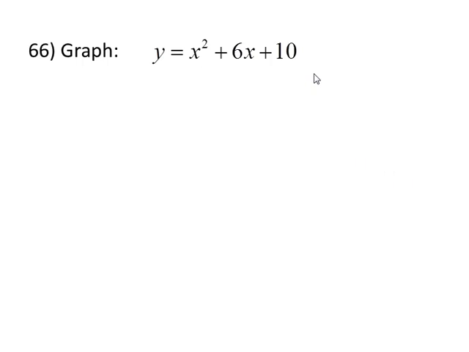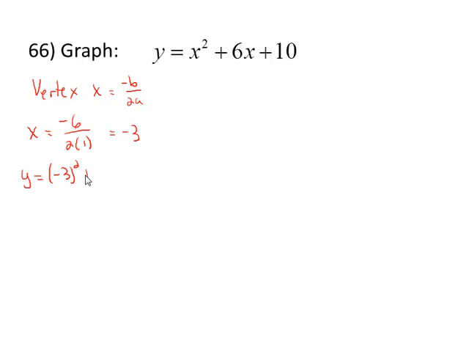In this problem, we look to graph this equation because it involves x squared as its largest term. We know the graph will be a parabola. To find the parabola, we'll begin by looking for the vertex, and because of the form that this is in, we'll use negative b over 2a to find the x coordinate of the vertex. So that's going to be negative 6 over 2 times 1, which is negative 3 for x. We'll substitute that in to find y. Y equals negative 3 squared plus 6 times negative 3 plus 10.